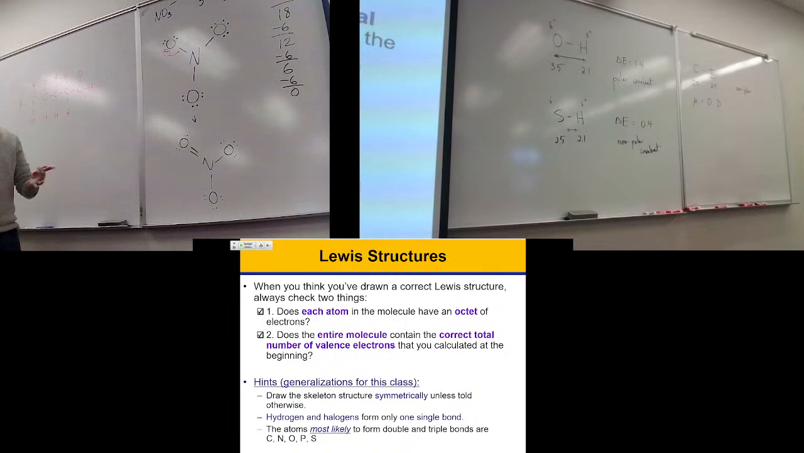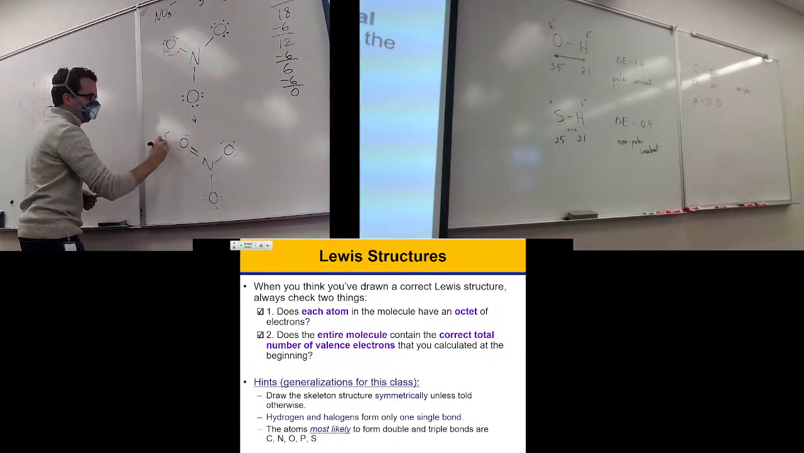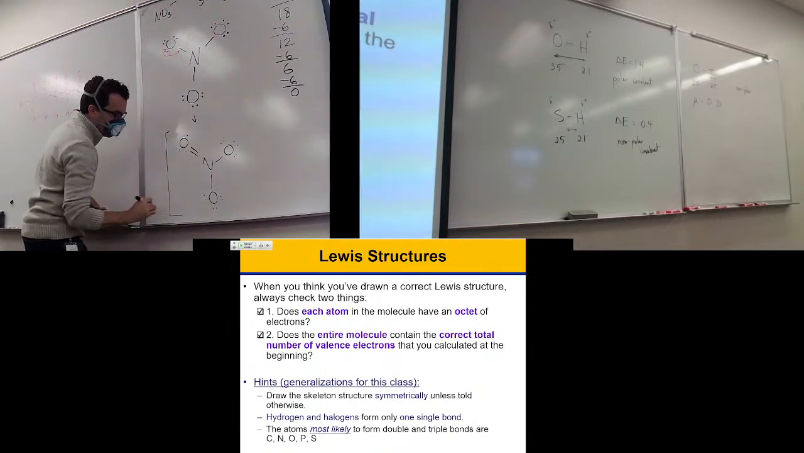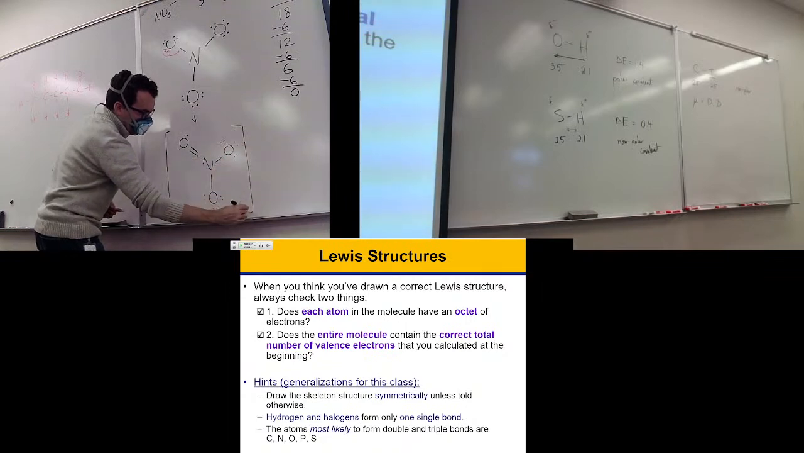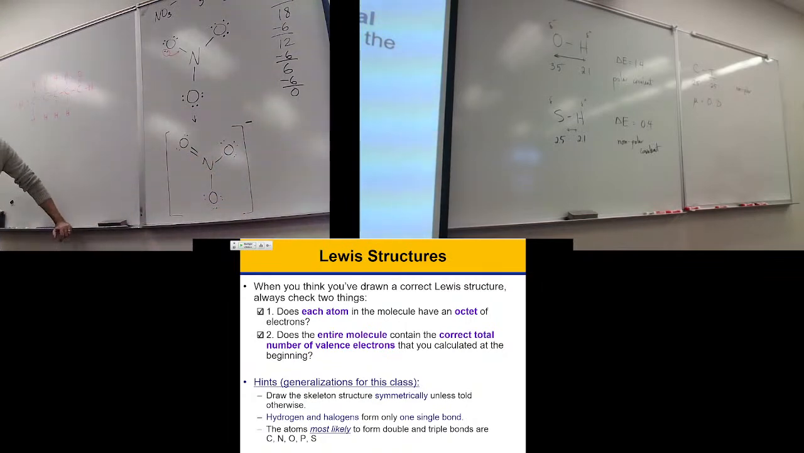The last thing, just to make it perfect, make it clean, this is an anion. So we need to show the charge, and you show a charge on the Lewis structure by putting a square bracket around it, and then the charge just goes on the bracket. So that's nitrate. And that's the basic steps.